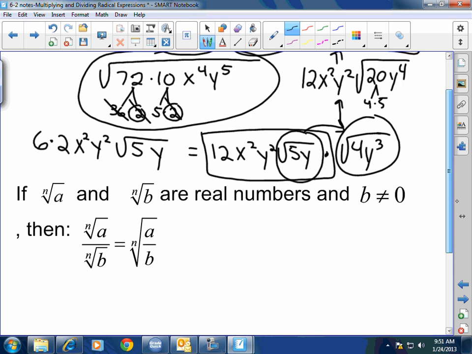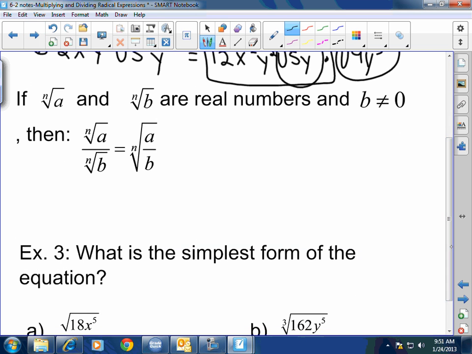All right. Now we're talking about division. Division I kind of already hooked you up with, guys. If the nth root of a and the nth root of b are real numbers, remember b cannot equal 0 because then the denominator is 0, and you can't have a denominator of 0, it's undefined.